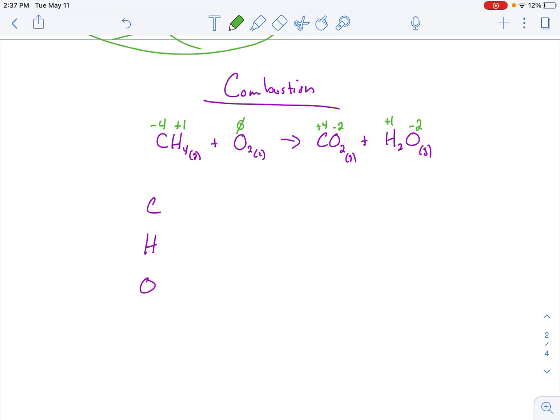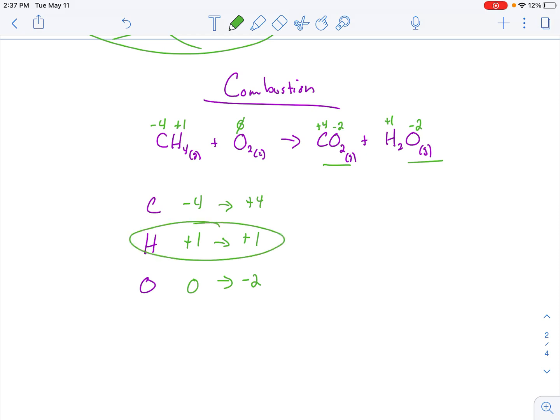So let's take a look. My carbons go from -4 to +4. My hydrogens go from +1 to +1, and my oxygen goes from 0 to -2. There are 2 different locations. Both of them go to -2 in this case. We should realize that nothing's happening with this hydrogen. That's not involved in redox or the transfer of electrons, so we don't have to worry about that guy.